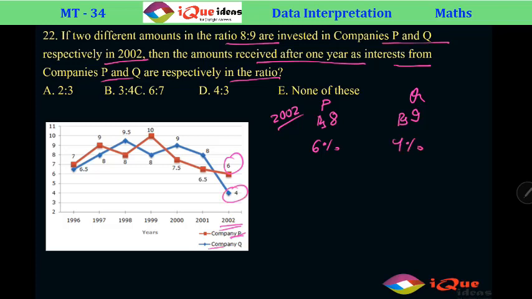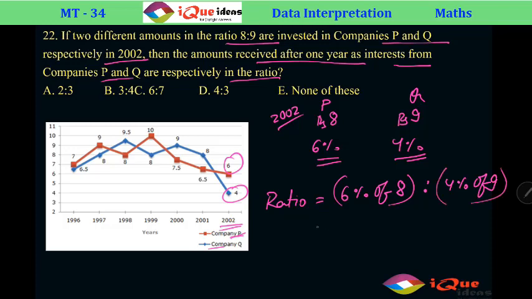So it is 4%. Very clearly, whatever we want, the required ratio is equal to 6% of 8 is to 4% of 9, right? So I think it's very simple to see that it is 6 by 100 into 8 is to 4 by 100 into 9.